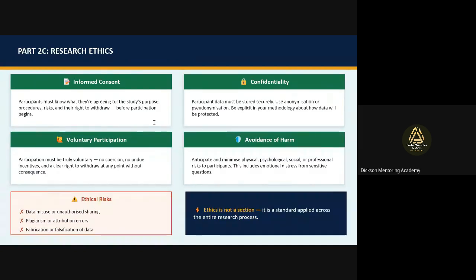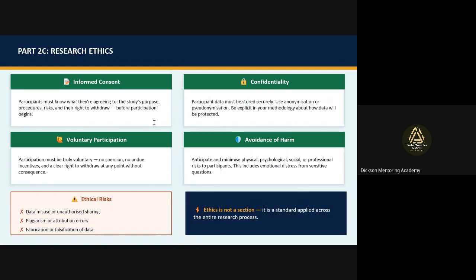Another core principle is voluntary participation. No participant must be coerced to join a research. Participation must be truly voluntary. No undue incentives, and a clear right to withdraw at any point without consequence. So you should not induce people with money to participate in a research, and they should always retain the right to withdraw at any point within the research without any consequences to them.